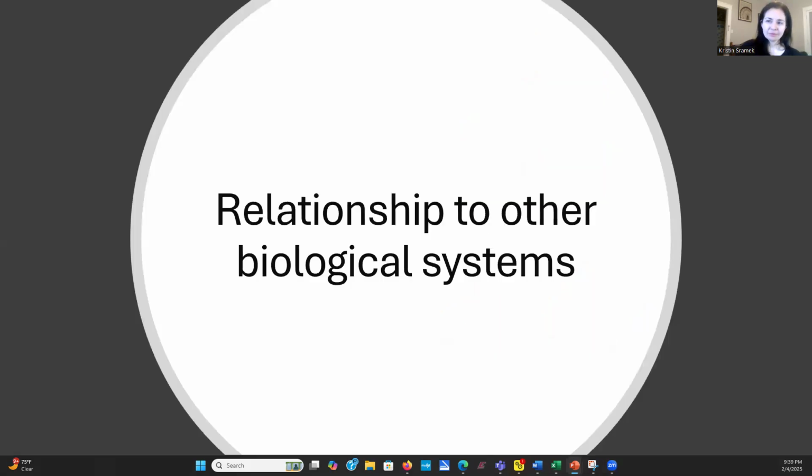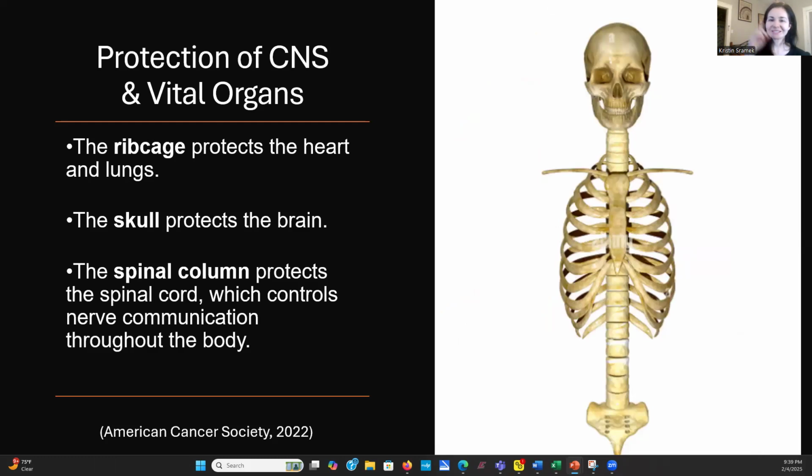In terms of relationship to other biological systems, which is another category that we want to satisfy for the presentation, the skeletal system, in particular the skull and the spinal column and the rib cage, provide very important protection for the nervous system. That's one of the ways that we know that the central nervous system is the central nervous system, because it's completely encapsulated in bone. The skull and the spinal column cover the central nervous system, as opposed to the peripheral nervous system, which extends out into the rest of the body from the central nervous system.